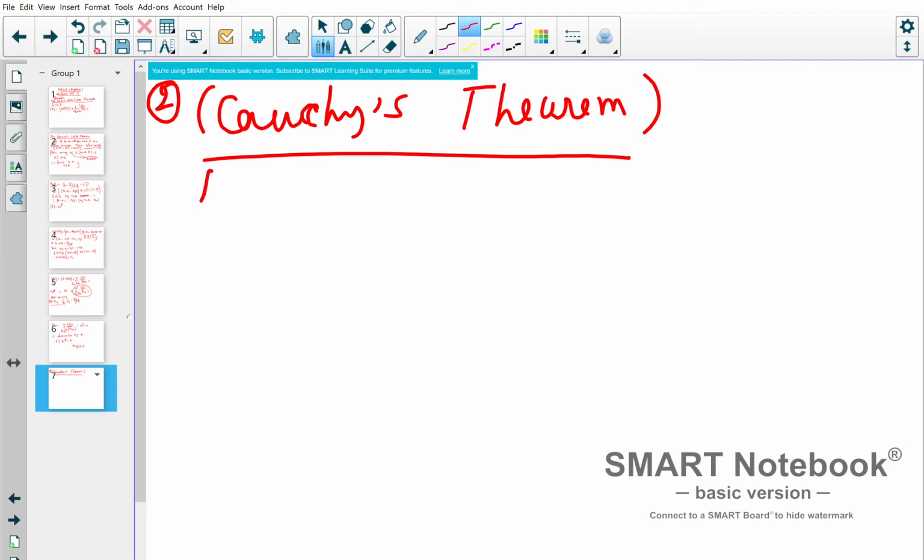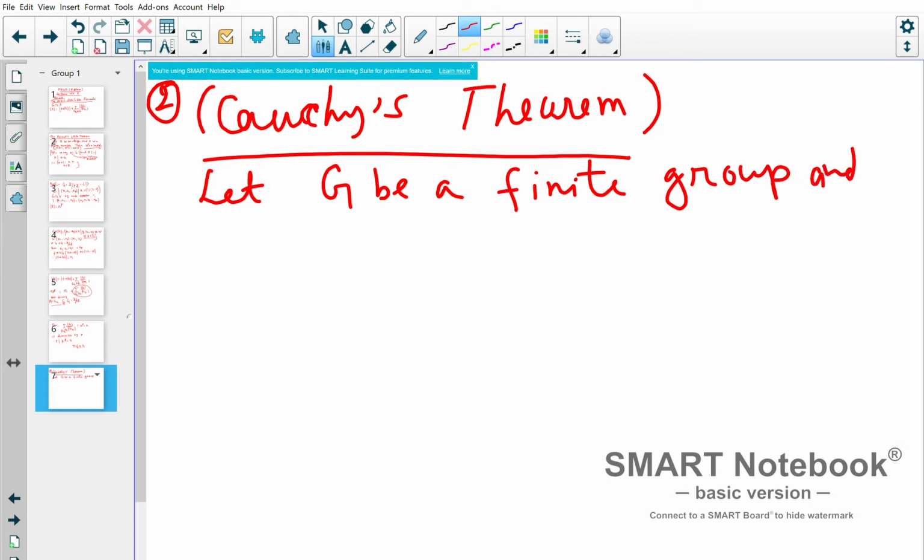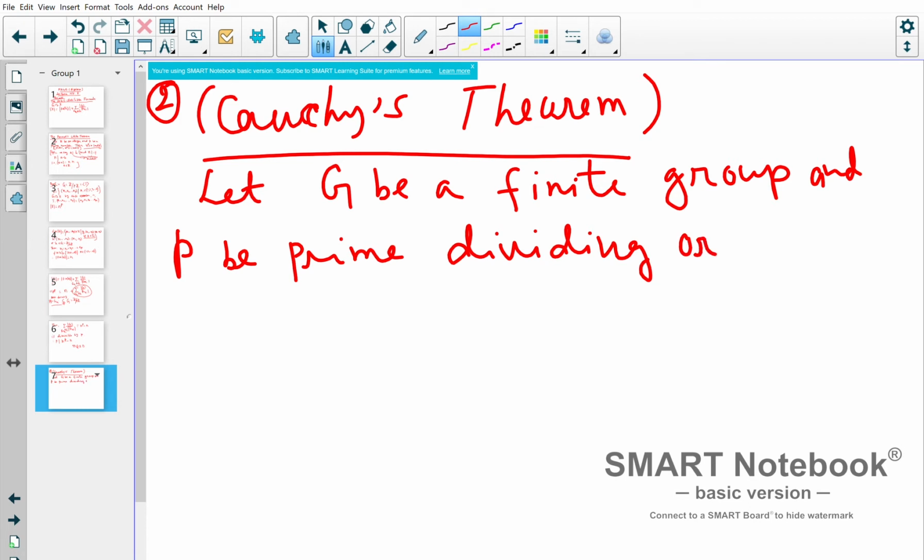It tells you that, let G be a finite group and p be a prime dividing the order of G. Okay, so what do you know? I know that G is a finite group with some order, say n, and p is this. So maybe let me write that down.